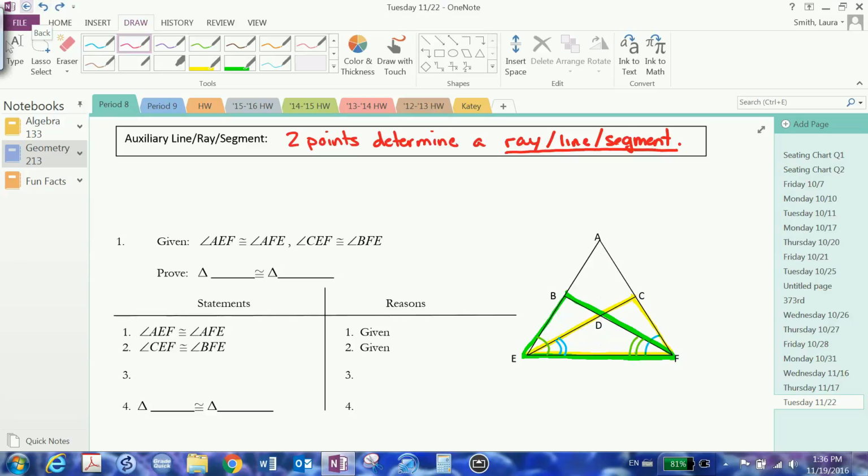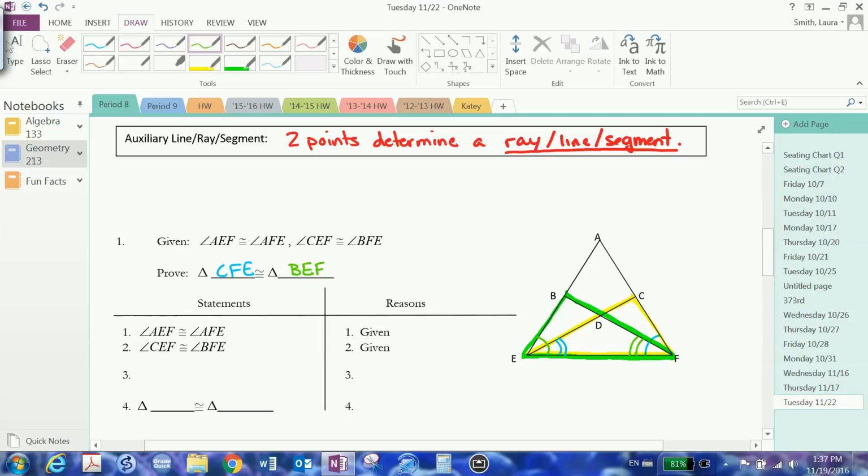So what are we doing? We're saying that triangle, let's see, what colors do I want to use? I'll use the blue for the yellow triangle. Call that CFE. And I'll use green for the green triangle, BEF.